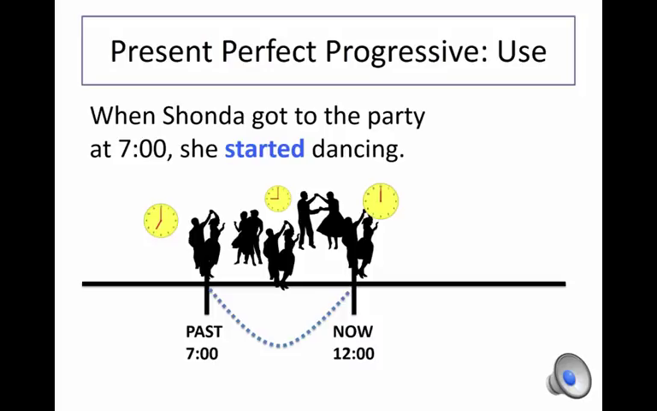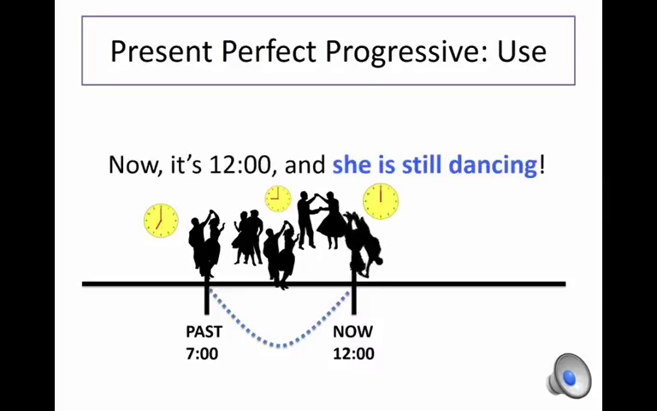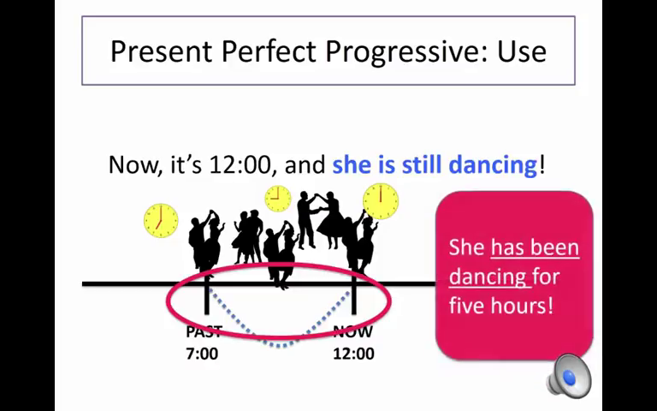when Shonda got to the party at 7, she started dancing. At 9 o'clock, she was still dancing. Now it's 12 o'clock and she is still dancing. Who knows when she'll stop? So we use the present perfect progressive to show how long she has been dancing. She started in the past and she's still doing it. She has been dancing for 5 hours. She must be exhausted.